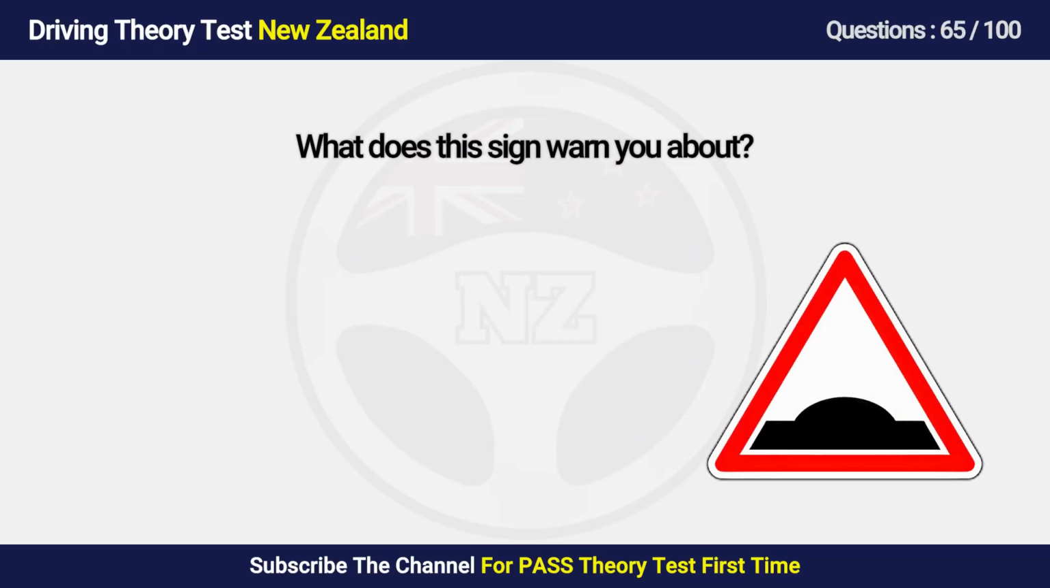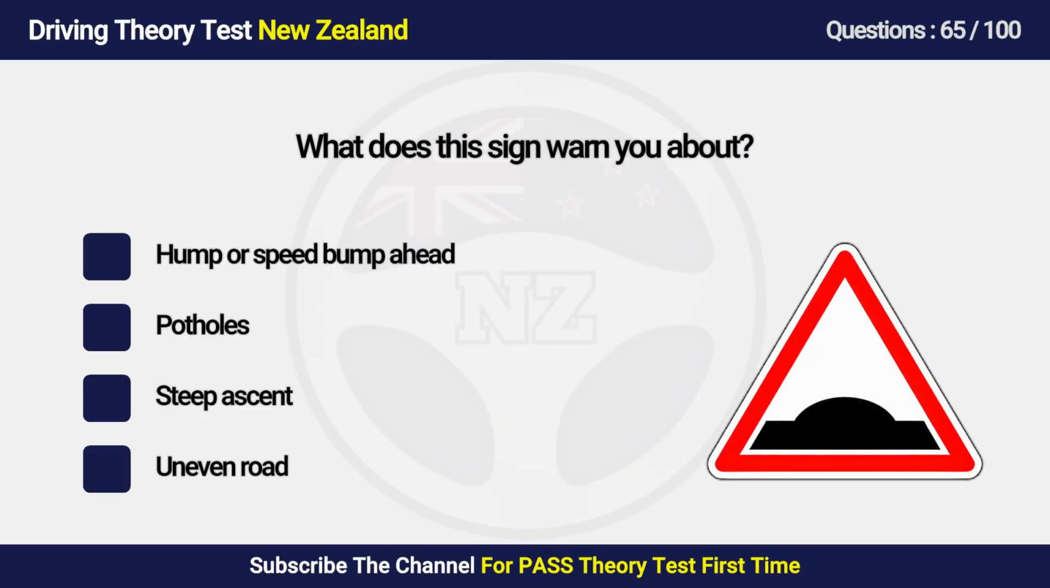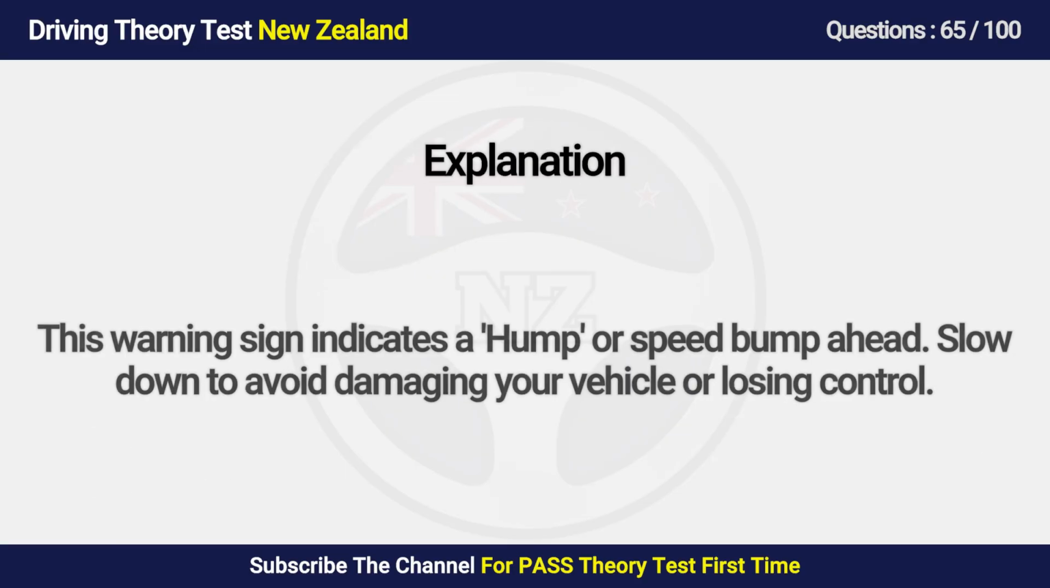Question 65. What does this sign warn you about? A, hump or speed bump ahead. B, C, steep ascent. D, uneven road. Answer is A, hump or speed bump ahead. This warning sign indicates a hump or speed bump ahead. Slow down to avoid damaging your vehicle or losing control.